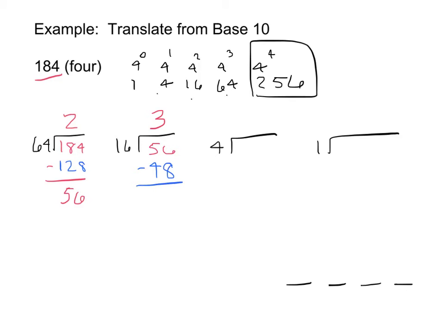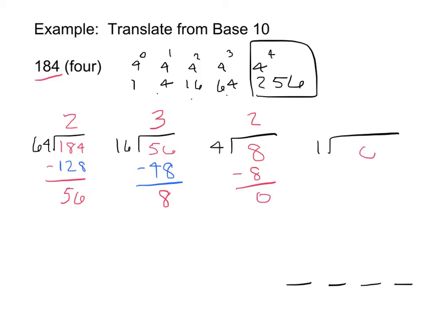And, well, 56 minus 48 is 8. And we're going to bring that 8 on over to here. And we're going to do 8 divided by 4, which is 2. Now we can't just stop there. We got to keep moving on. So we do 4 times 2, which is 8, and we subtract that, and we get 0.